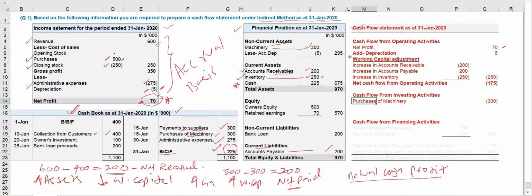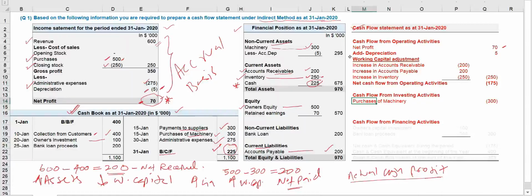We should arrive at 225,000 after all these adjustments. Now let's move on to the equity. Under equity, you can see owner's equity is 500,000. This balance, as you can see, includes an additional amount of 100,000 that the owner has invested into the business. So therefore there is a cash inflow to the business.